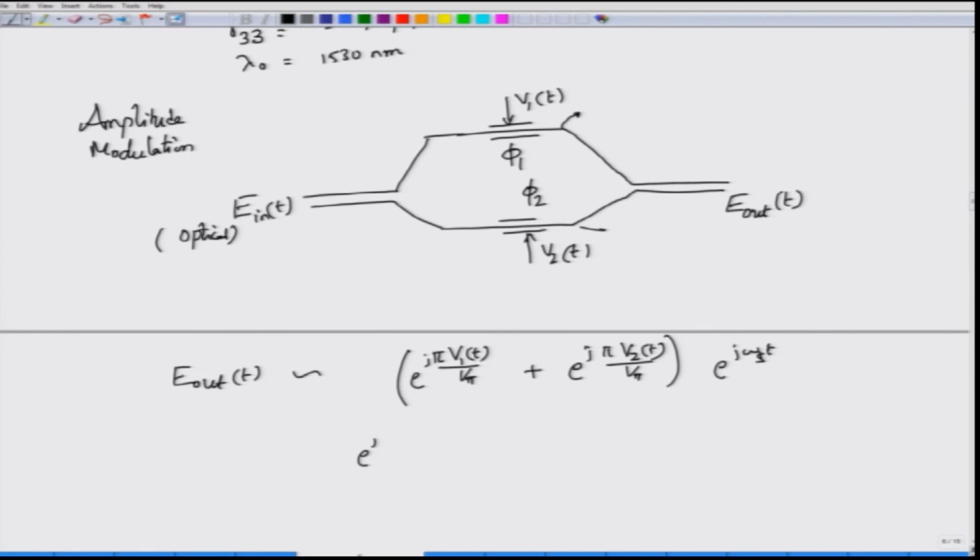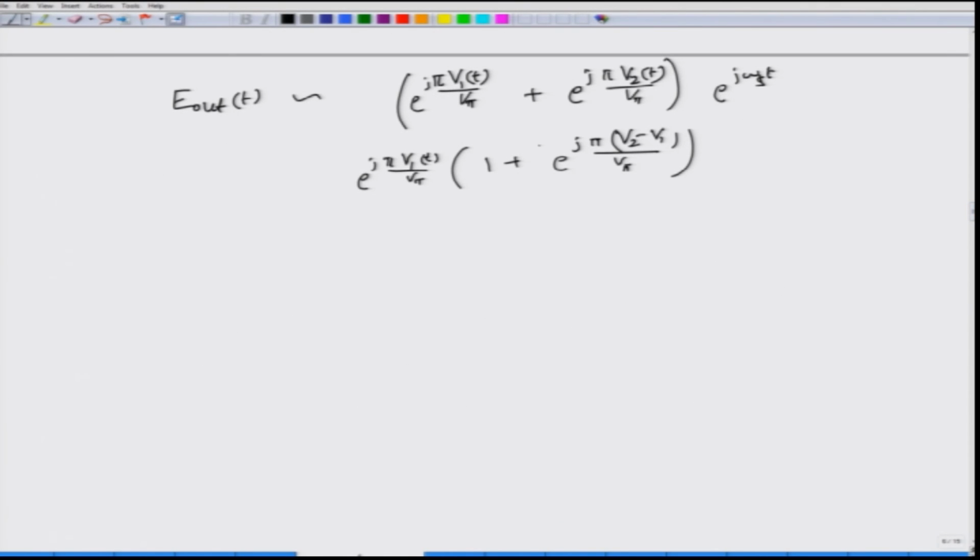Now, what we normally do is we take e power j pi V1 of t by V pi as common, and end up with e power j pi (V2 minus V1) divided by 2 V pi, okay. Then we also take this V2 minus V1 outside, so that I have e power j pi V1 of t by V pi, then there is also e power j pi by 2 V pi times (V2 of t minus V1 of t), okay. This is all common, and inside what you will get is cos of pi (V2 of t minus V1 of t) divided by V pi.